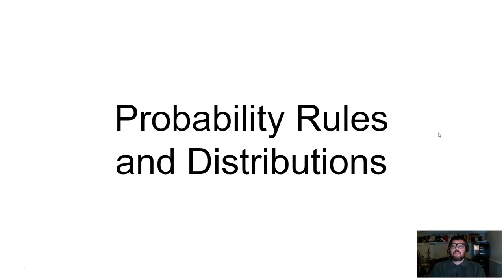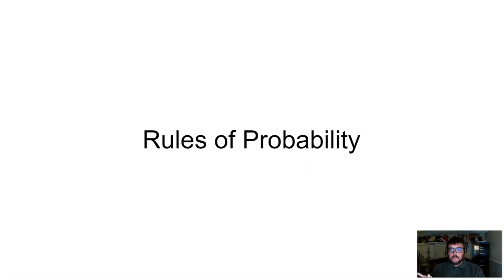So we're going to talk about probability rules and distributions in Thursday's class, and this first lecture is about probability rules. And there you go, rules of probability. When I'm talking about rules of probability, what I'm talking about is how we can combine different outcomes and talk about the probabilities of those different combinations of outcomes.